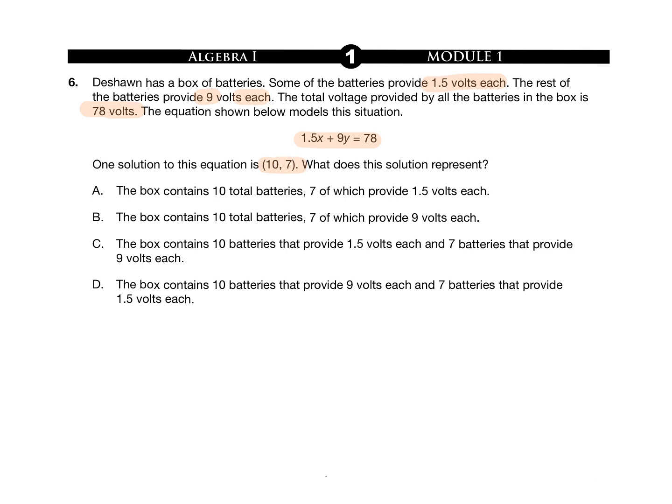Well, think about what this means. If the 10 matches up with our x and the 7 matches up with our y, and our 10 is being multiplied by 1.5, that means I have 10 1.5-volt batteries. So looking at A and B, they're both saying that there's a total of 10 batteries, so that can't be A or B. And between C and D, 10 batteries that provide 1.5 volts each is a correct statement. And keep going here: 7 batteries have 9 volts each. And that makes sense for my 7 and my y. D is the wrong answer because it switches those up. It says 10 would belong with the 9 and the 7 would belong with the 1.5.